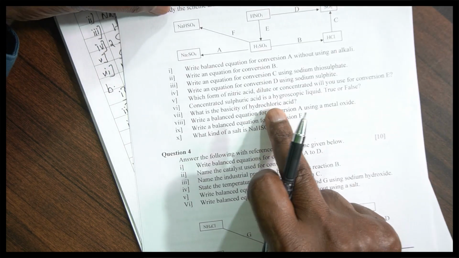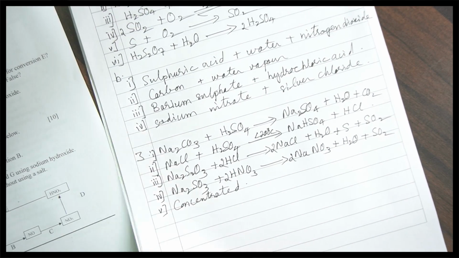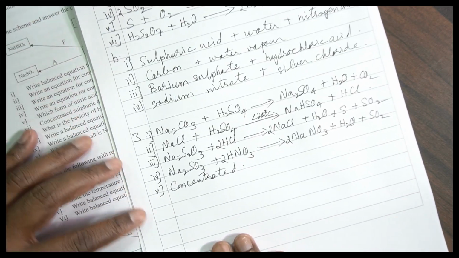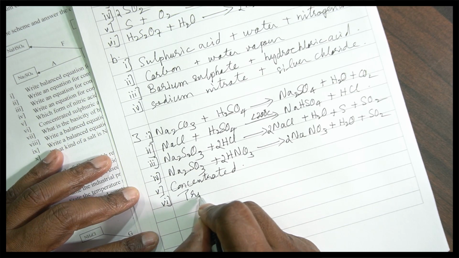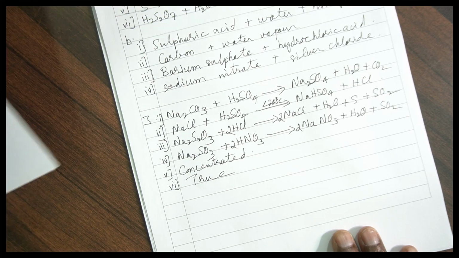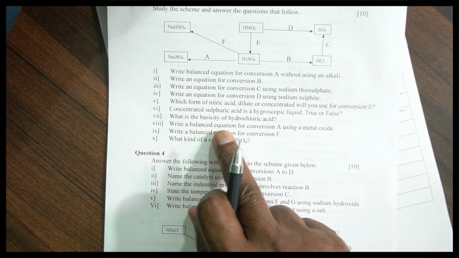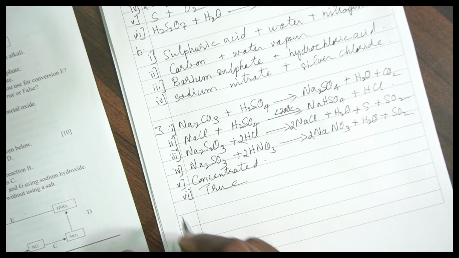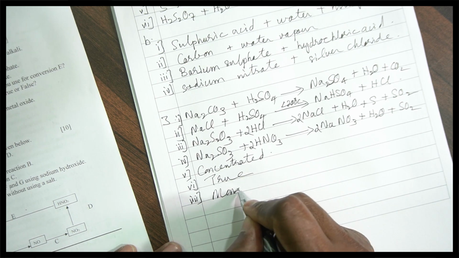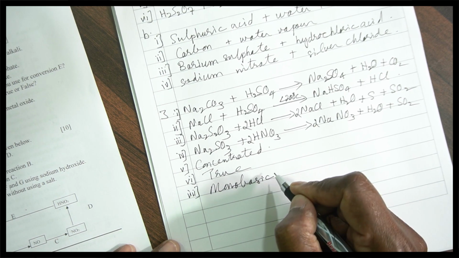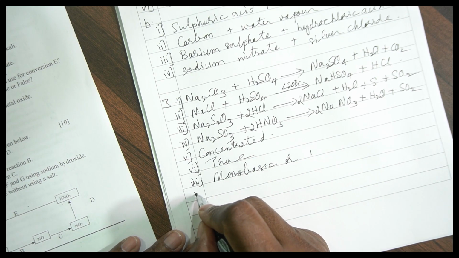The next part says concentrated sulfuric acid is a hygroscopic liquid. True or false? Hygroscopic liquid means it will absorb moisture from the air and will not change its physical state. It is true. Concentrated sulfuric acid is hygroscopic. Then number 7. What is the basicity of hydrochloric acid? Hydrochloric acid is monobasic. It has basicity 1. Simply writing 1 also is correct.